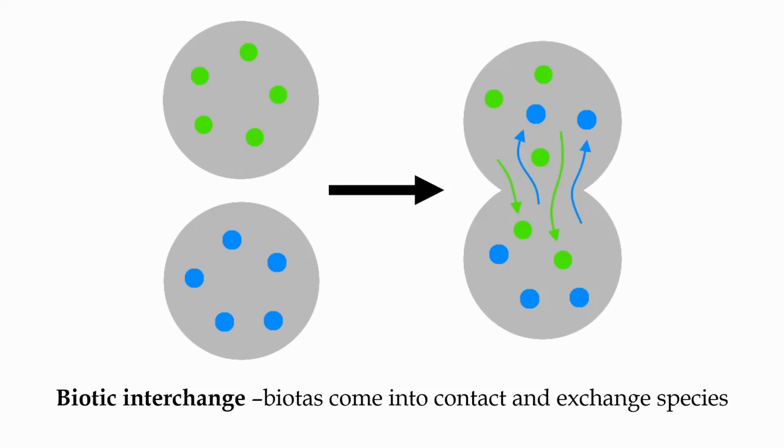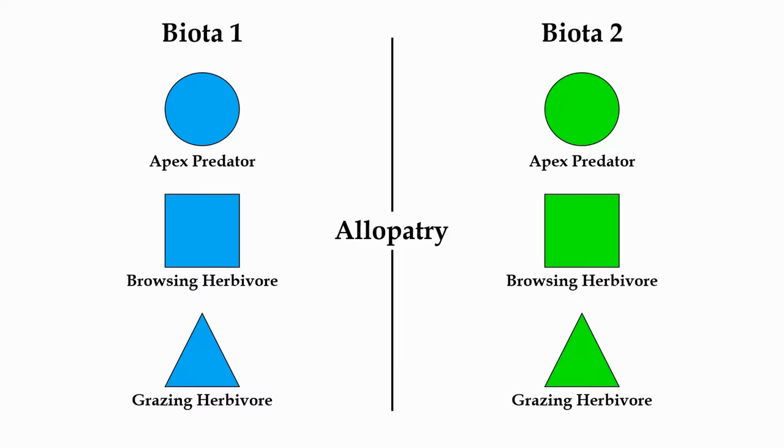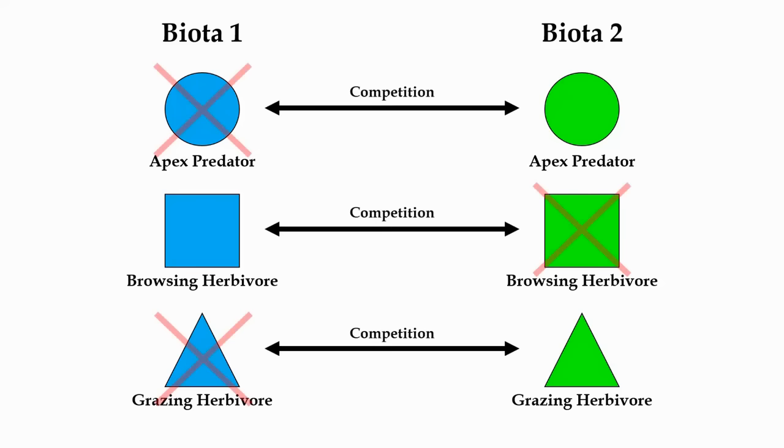Biotic interchange occurs when two or more biotas that had previously been allopatrically separated come into contact with each other, such that species from either biota migrate into each other's habitat. The immediate effect of this is that species that have evolved for equivalent niches in their respective biotas will now be brought into competition with each other, usually resulting in extinction for whichever one happens to be less well adapted, causing a substantial restructuring of the biotas in only a few million years.